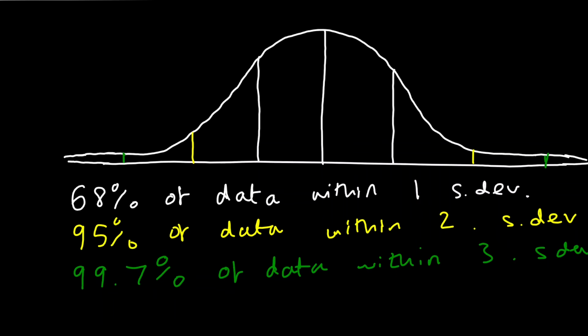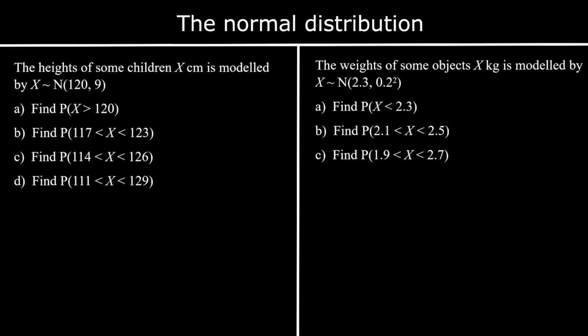We find this distribution occurring naturally. The heights of people can be modeled using this, or test scores, or the weights of babies. They all take this distribution. They all follow this shape, this bell curve. Here we have some questions.